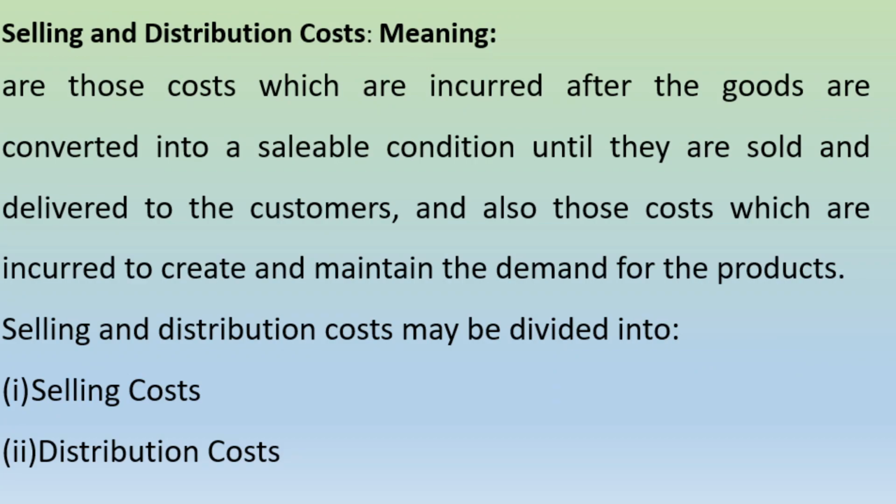What are selling and distribution costs? They are those costs which are incurred after the goods are converted into a saleable condition until they are sold and delivered to the customers, and also those costs which are incurred to create and maintain the demand for the products. Selling and distribution costs may be divided into two types, namely selling costs and distribution costs.